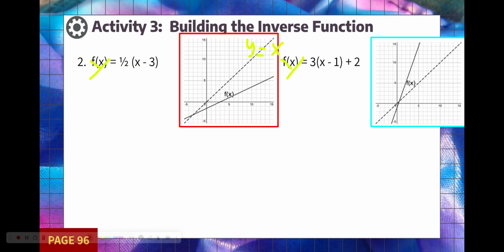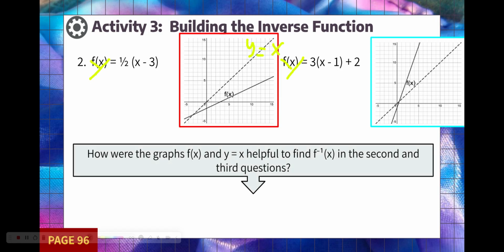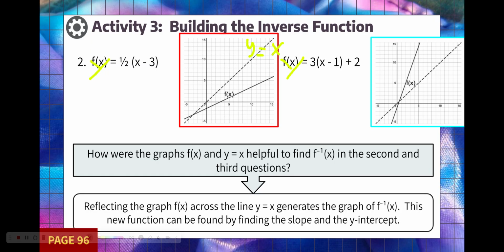Now, if you plug in the equation in Desmos, how were the graph f of x and y equals x helpful to find the inverse of x in the second and third question? Look at this. Now, reflecting the graph f of x across the line y equals x, that's what I said earlier, generates the graph of the inverse. This new function can be found by finding the slope and the y-intercept. So how will that happen?